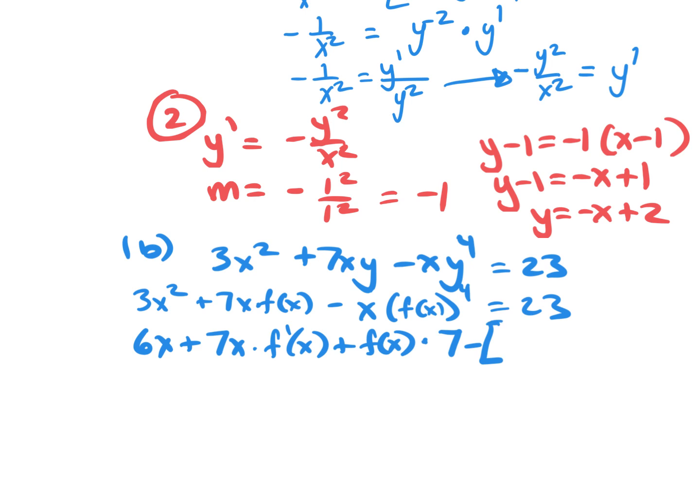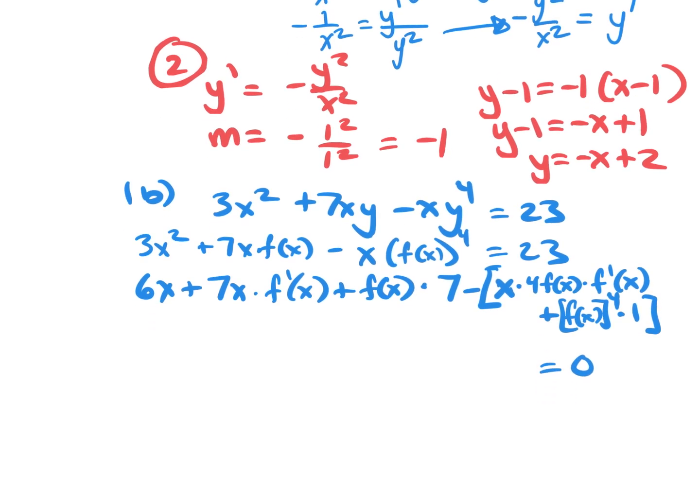So, but I'm going to put the minus out front because I'm going to have to distribute that after I do the product rule. So the first, which is x, times the derivative of the second, so 4 f of x times f prime of x, plus the second, which is f of x to the fourth, times the derivative of the first, which is 1. Okay, so that was the left side, equals the derivative of 23, which is 0. Okay, what a hot mess.